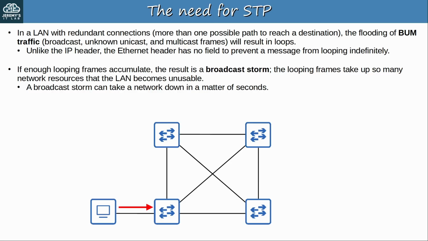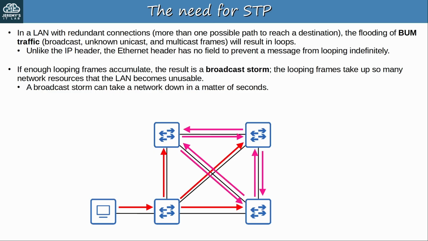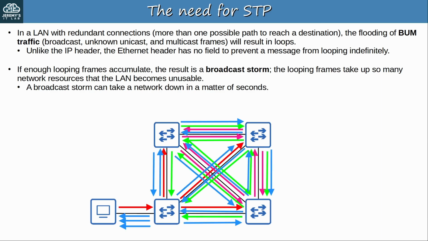For example, if this PC sends a broadcast frame, it is flooded. Then, each switch that receives the frame floods it, and it repeats and repeats indefinitely until the LAN goes down. Each time the frame is flooded, it multiplies. I haven't shown all the arrows here. It would be even more of a mess than this, but a single broadcast frame will soon multiply and become a big problem.